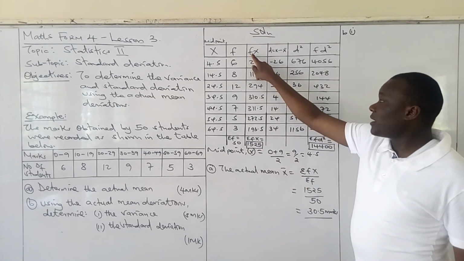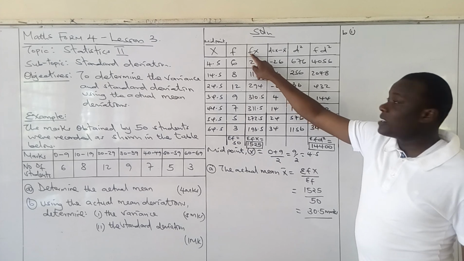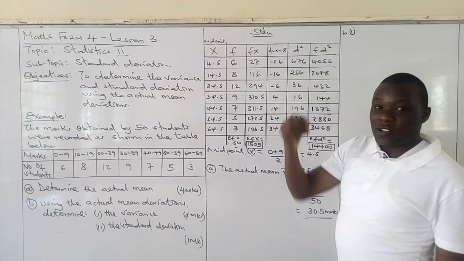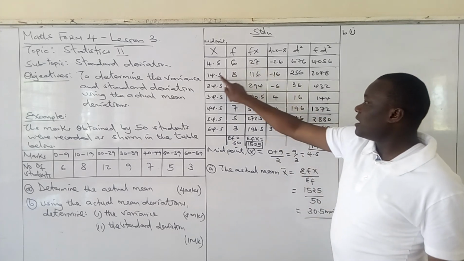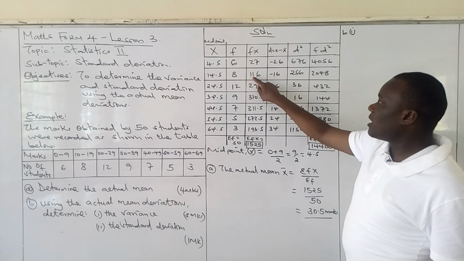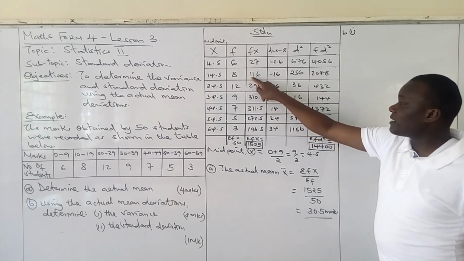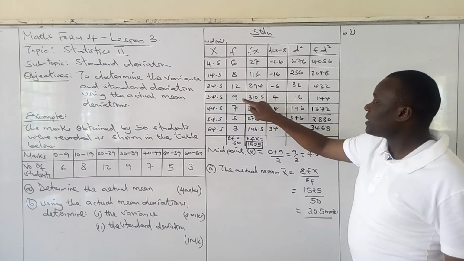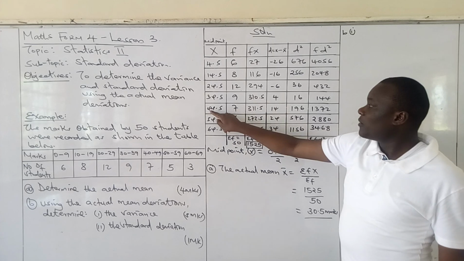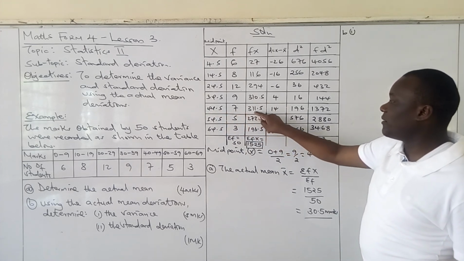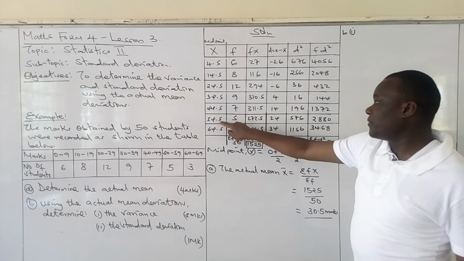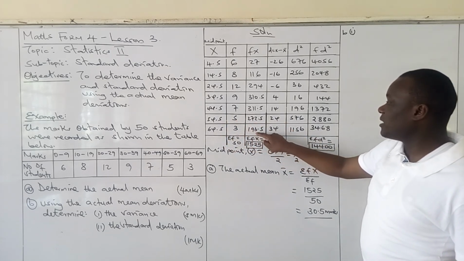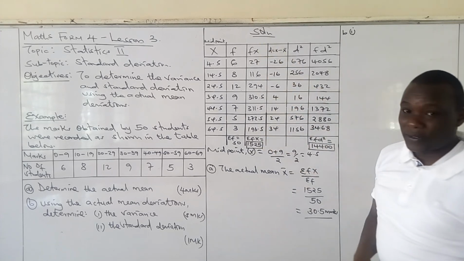Next is finding the part of fx. F is frequency, x is the midpoint. It's 4.5 times 6. Using your calculator, it will give you 27. Next, you take 14.5 times 8. It will give you 116. 24.5 times 12, 294. 34.5 times 9, 310.5. 44.5 times 7, 311.5. 54.5 times 5, 272.5. 64.5 times 3, 193.5. That's how we obtain the values of fx.